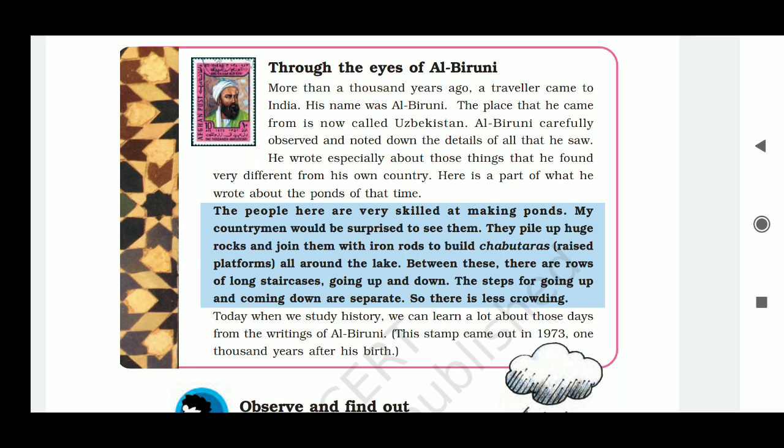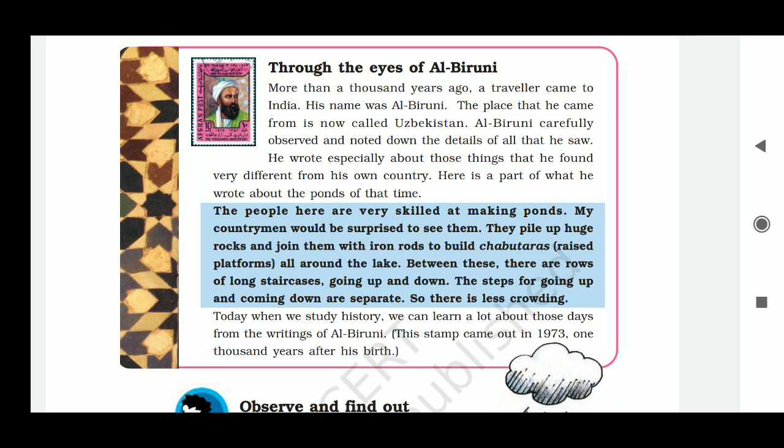So Al-Biruni, originally from Uzbekistan, thousands of years ago, had experienced the process of collecting water in India, which is appreciated by him also.